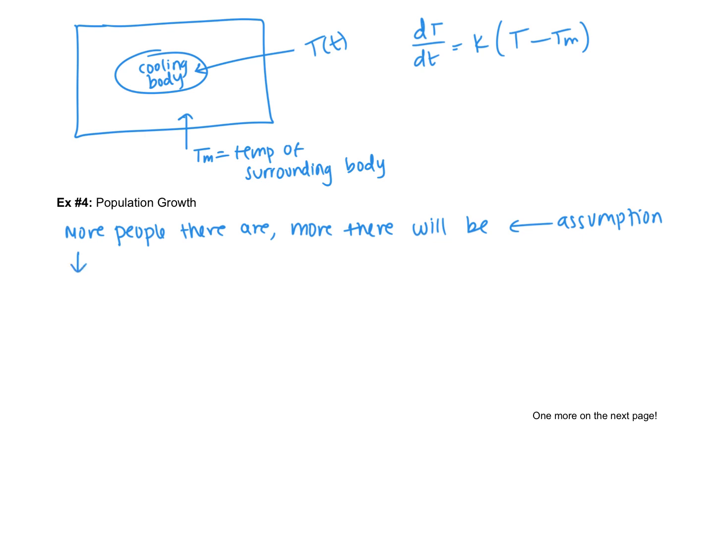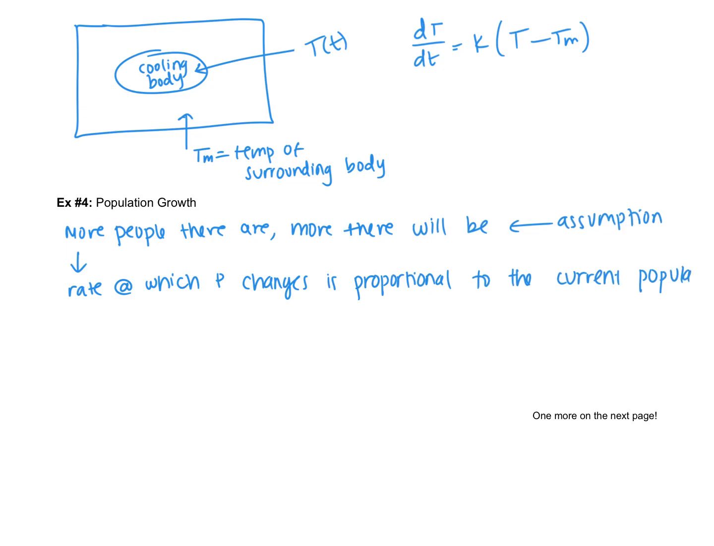So what does that mean in terms of differential equations? That means that the rate at which P, the population changes, is proportional to the current population at time t. Okay, so the rate at which P changes, the rate at which the population changes, that's our derivative with respect to time, is proportional to the current population. That's it. That's the entire differential equation.